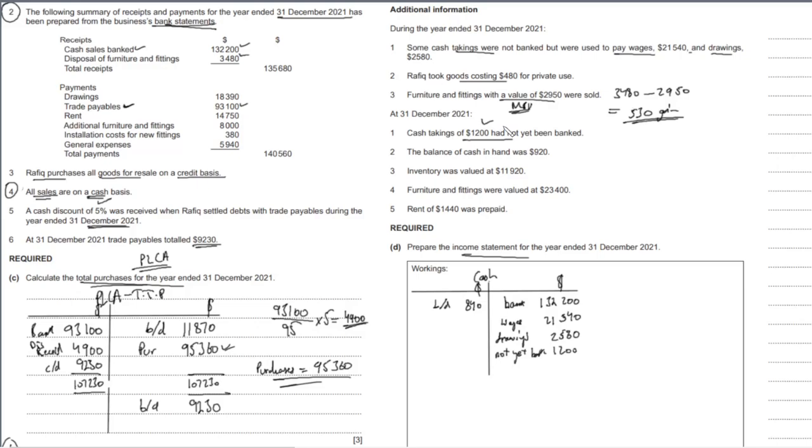We will get our sales figure as a missing figure because even the closing cash is given. The closing cash, which is 920, is your next year's brought down, or this year's carried down, 920 on the credit side. And the missing figure will be the sales figure. You need to get used to this. 132,200 plus 21,540 plus 2,580 plus 1,200 plus 920 minus 840. That's 157,600. Found our sales figure.